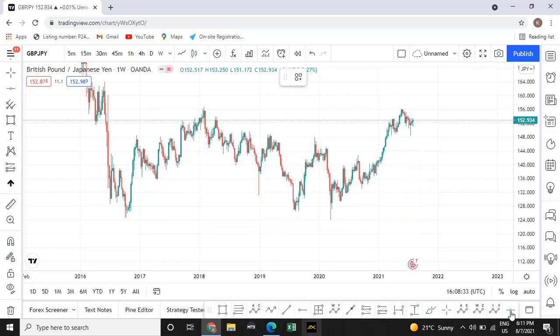Today we're going to look at GBPJPY. So what we're going to do is start on our high time frame, which is our weekly chart. I use support and resistance to analyze the market. We're going to find our zones, the previous highest and the previous lowest zones. So let's start, guys.